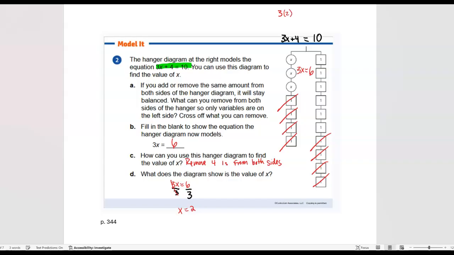So 3 parentheses 2 plus 4 is equal to 10. Well, 3 times 2 is 6. 6 plus 4 is 10. 10 equals 10. I've kept it balanced. No other answer would work. If I plugged in, let's say, pretend I just said x equals 3. 3 parentheses 3 plus 4 equals 10. Well, 9 plus 4 is 13, which is not equal to 10. No, that does not work. That's the beauty of equations. You're going to get one solution to say what x actually equals.